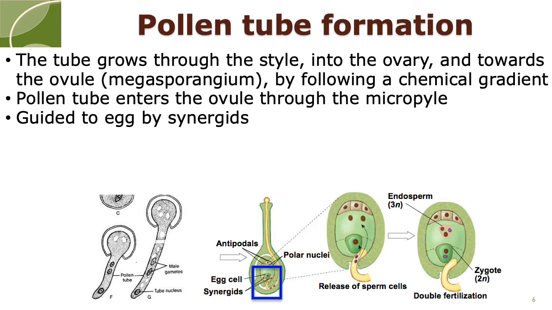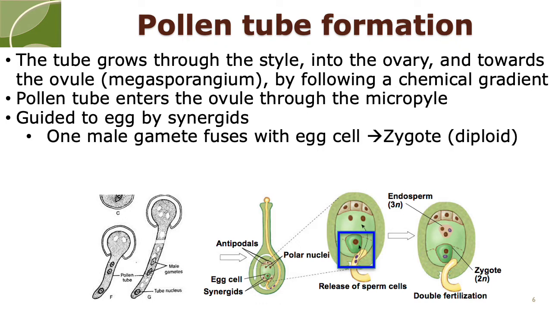Once it enters the ovule, the pollen tube is guided by the synergids so that it can actually go to the egg. So remember, the synergids are the 3 cells that are near the micropyle of the ovule. Now, once the pollen tube has entered the ovule and is guided by the synergids towards the egg, the male gametes can be released.